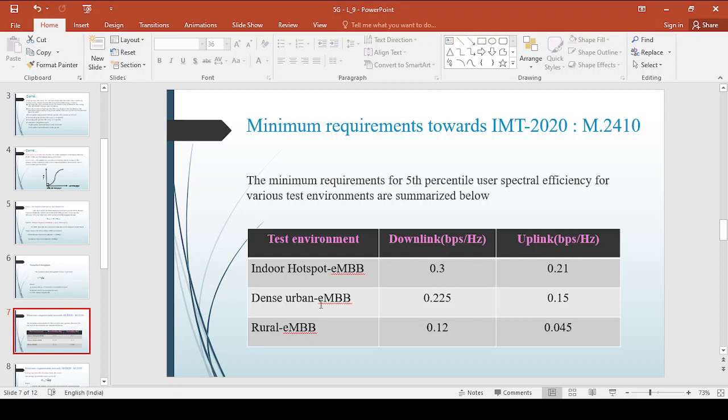Under the dense urban test environment, the downlink fifth percentile user spectral efficiency value is 0.225, and in uplink we have 0.15, whereas in rural we have 0.12 in downlink and 0.05 in uplink, right? If you see this table, we have represented three different test environments: indoor, dense urban, and rural. Indoor is nothing but within a building, dense urban is where there are a large number of people, and rural you already know, right? These are the three test environments.